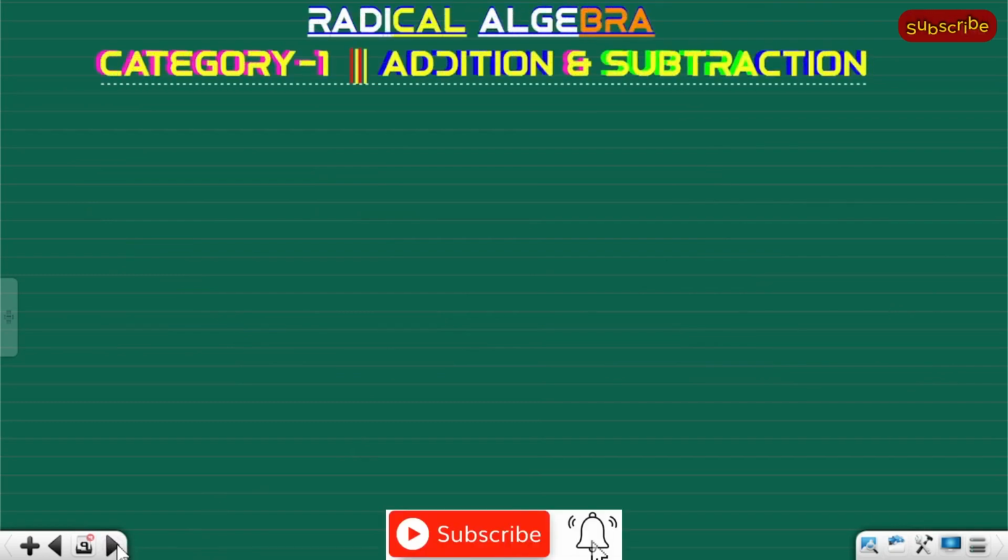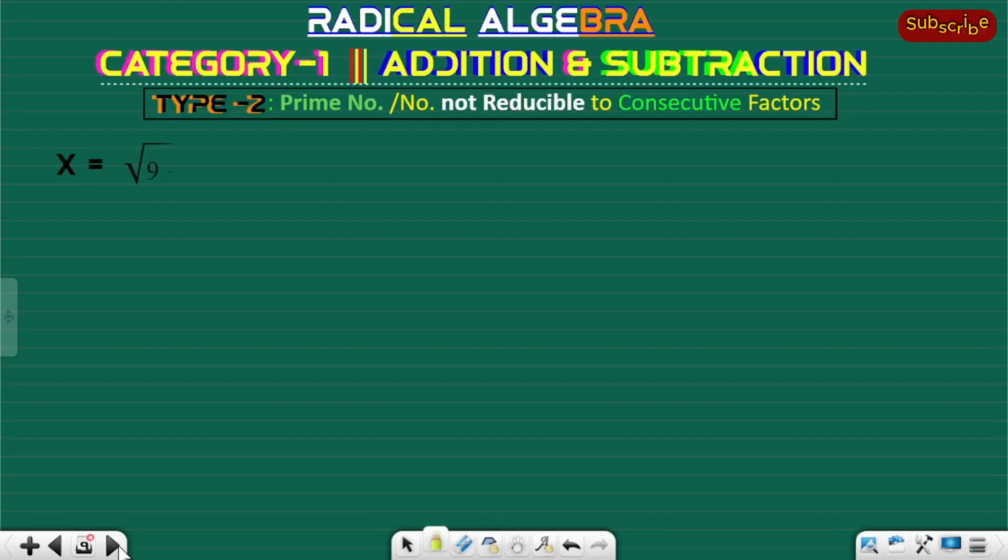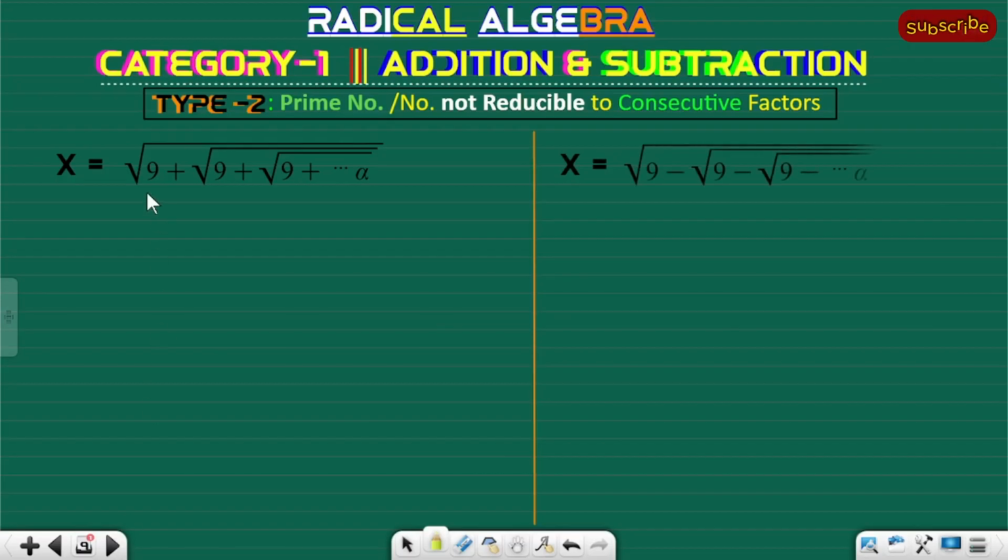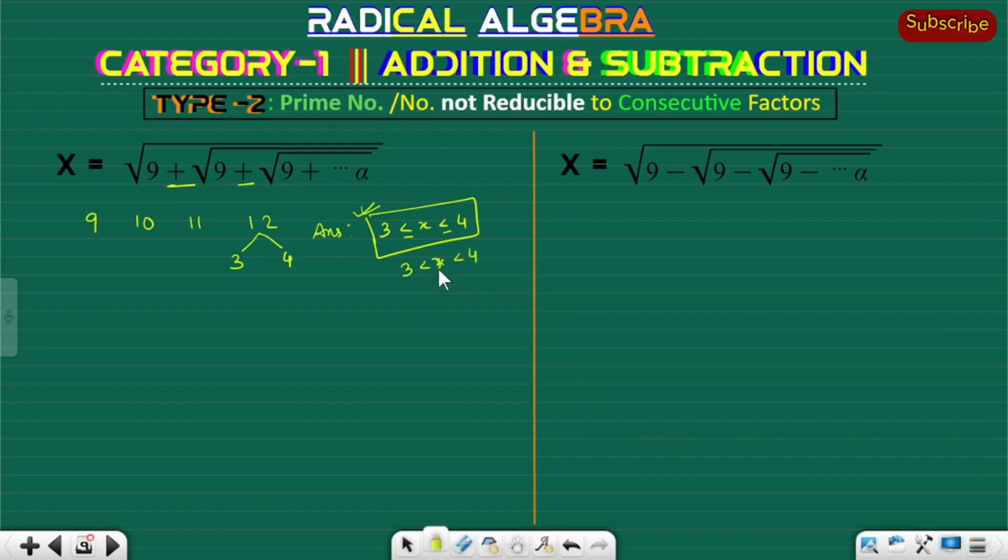Let's see some more examples. Here, it is positive, so we will go to the right. Next number is 10, no consecutive factor. 11, no consecutive factor. 12, we have consecutive factors 3 and 4. So the answer lies between 3 less than x less than 4. In some options they may give this, or they may only give 3 less than x less than 4.